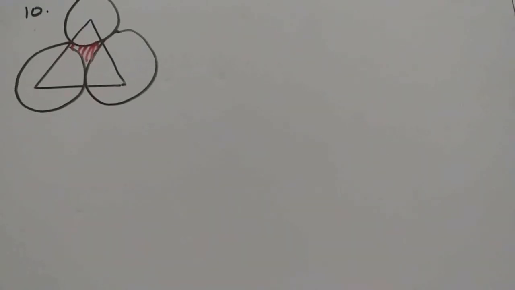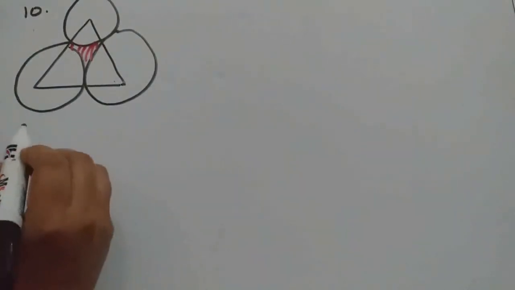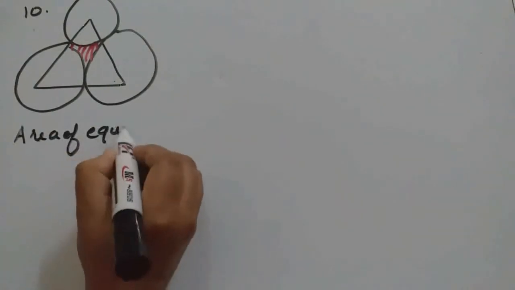In question number 10, the area of an equilateral triangle. This is an equilateral triangle and the area is given. So the area of the equilateral triangle ABC we can write.